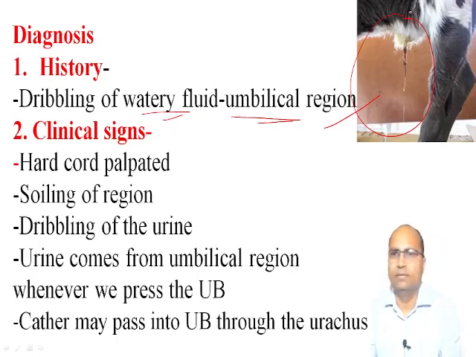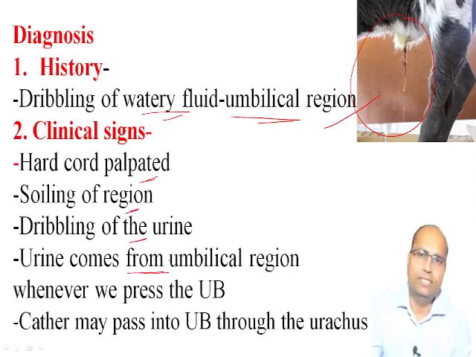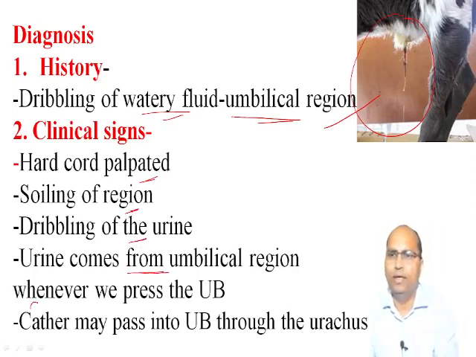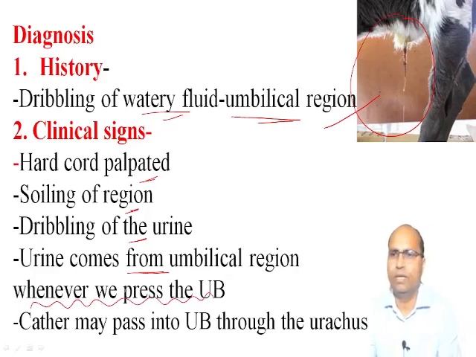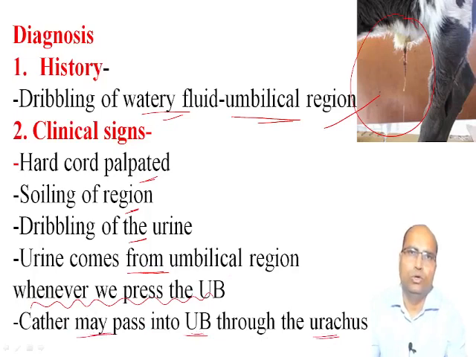Clinical signs: a hard cord is palpated, swelling of the region, dribbling of urine. Urine comes from the umbilical region. Whenever we press the urinary bladder, a catheter may pass into the urinary bladder through the urachus.